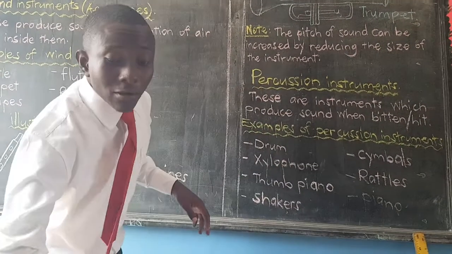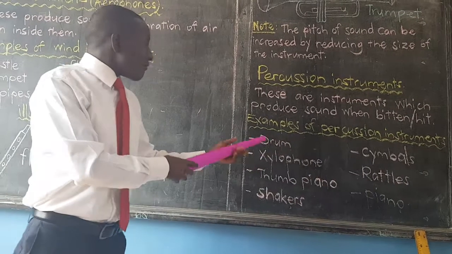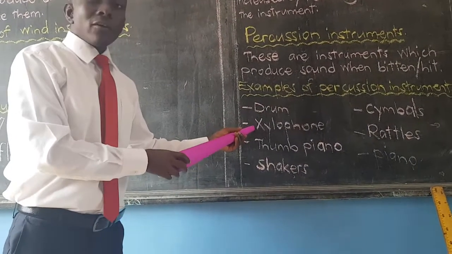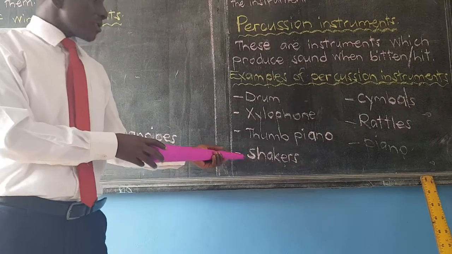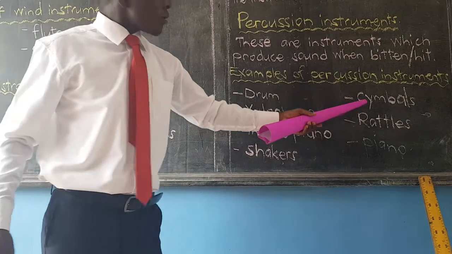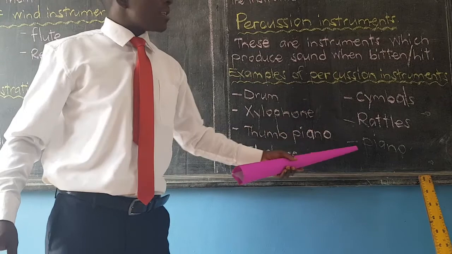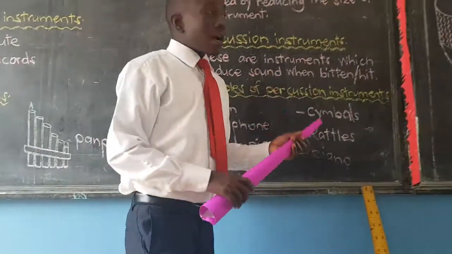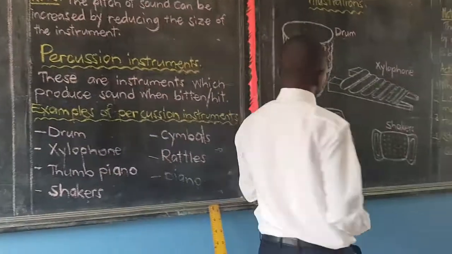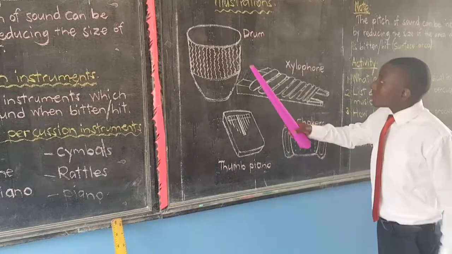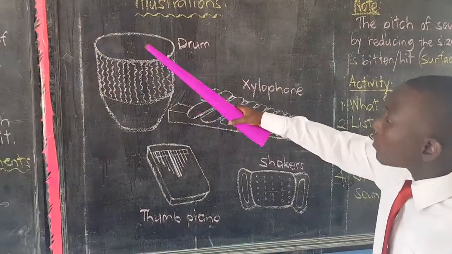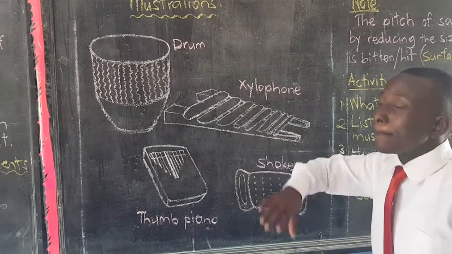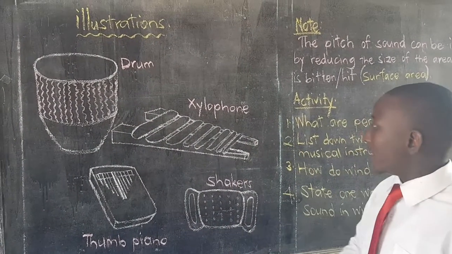I have a list of them. They are here. We have a drum, we have the xylophone, we have the thumb piano, we have shakers, we have the cymbals, rattles, and piano. Some of those diagrams are here. Okay? This is the drum that I've been playing. It is a percussion musical instrument. It produces sound by beating it or hitting it.